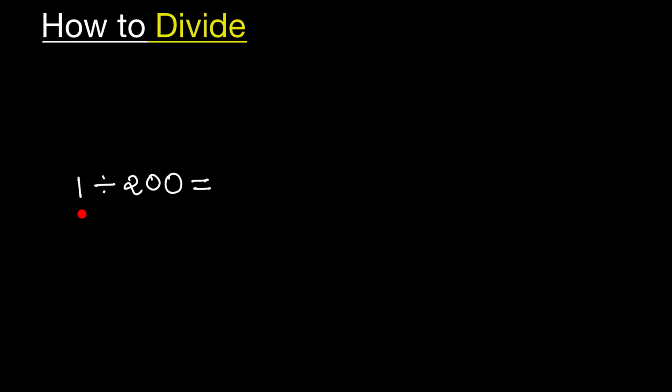In this video, let us learn how to divide the number 1 by 200. See that 1 is less than 200. That is why we will borrow 1 0, and for that we need to put a decimal here.